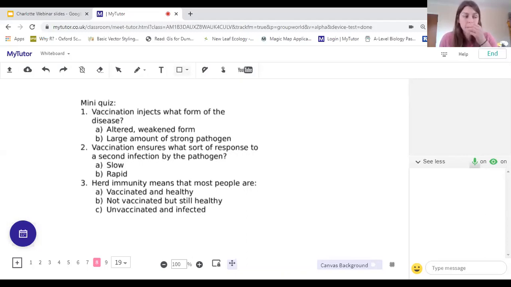BCG is another vaccination. I can't remember exactly what BCG is for, but that's another vaccination that we get. We used to get it. Not sure whether we get BCG anymore.